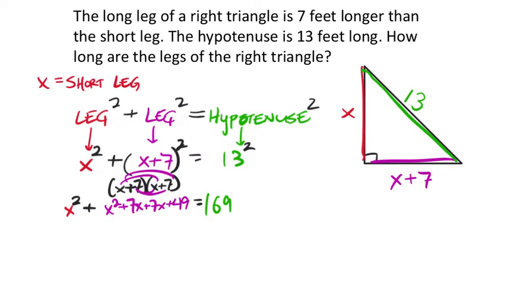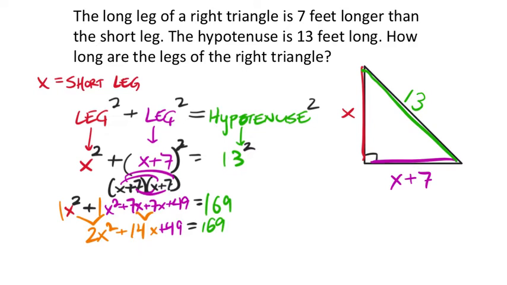Okay, so that is the distribution part of this. Now that we've done distribution, we're going to look to combine any like terms. I've got x squareds. How many of them? 2. 1, 2 of them. And then I've got x's, which I can combine. How many x's? 7 plus 7 is 14. Then I still got the plus 49. And this equals 169. Which is 120.